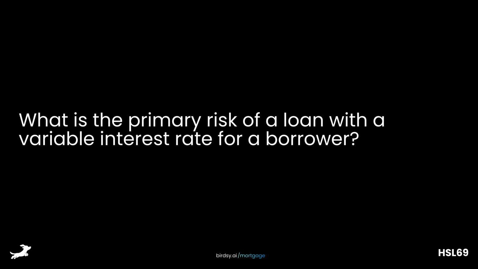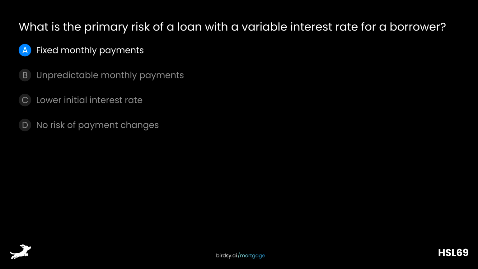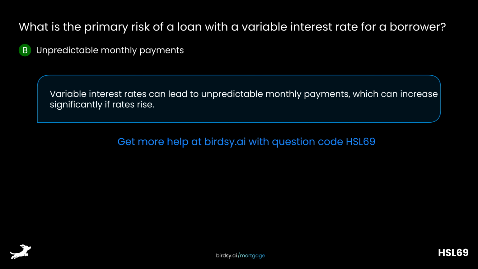What is the primary risk of a loan with a variable interest rate for a borrower? Is it A, fixed monthly payments, B, unpredictable monthly payments, C, lower initial interest rate, or D, no risk of payment changes? The answer is B, unpredictable monthly payments. Variable interest rates can lead to unpredictable monthly payments, which can increase significantly if rates rise.